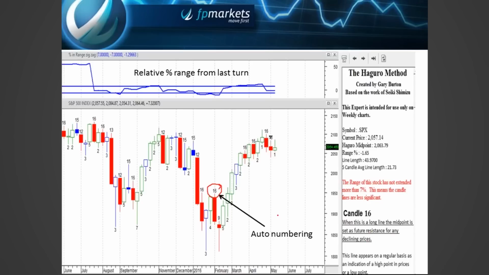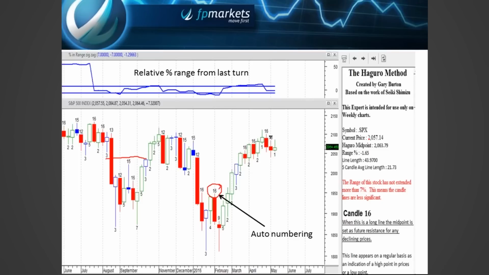So the concept of the weekly range, as we mentioned earlier, is that the middle of the range of the week is quite important. We notice that the middle area, over here on the left, we can see that about the middle of this range of the week really became the resistance area for 1, 2, 3, 4, 5, 6, 7, 8 weeks before the market really broke higher out here. All the candle numbers are numbered in here automatically. We'll get MetaStock out in just a moment and have a look. It's inside MetaStock and it's called the Haguro method.